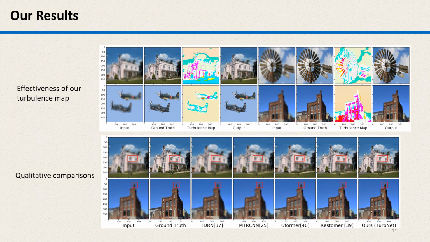In the end, we showcase some of our results. In the upper set of images, we demonstrate the effectiveness of the TurbNet and the turbulence distortion map. It can be seen that, with the assist of the turbulence map, TurbNet can faithfully restore the turbulence degraded images. We also show a qualitative comparison against several turbulence mitigation algorithms and general restoration methods. All of the methods are trained using the same datasets. Our TurbNet achieves the best overall performance.